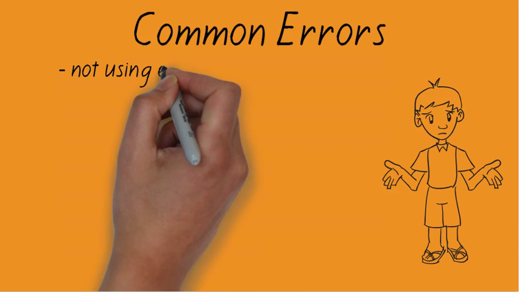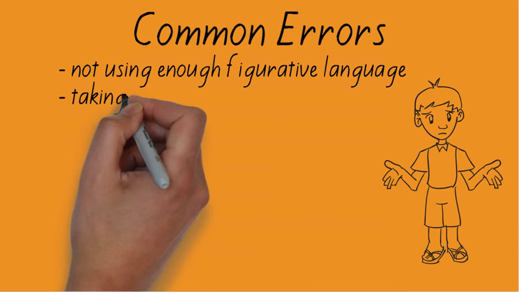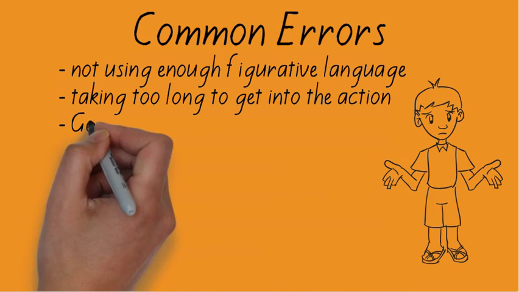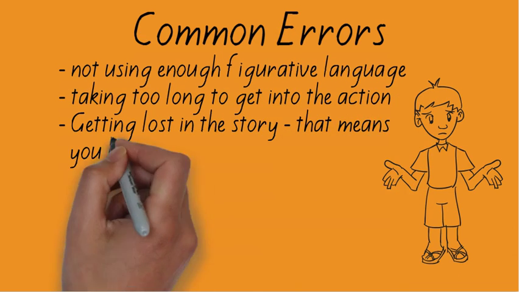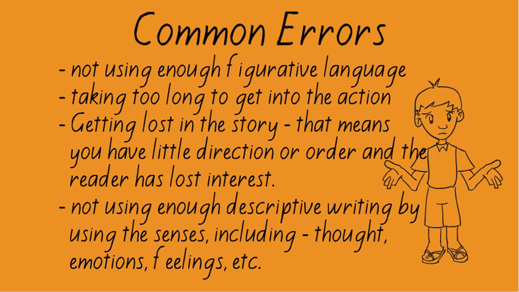So here are some common errors in your narrative: not using enough figurative language. That's using your metaphors and similes and those types of things. Also getting lost in the story. That means you have little direction or order, and the reader is lost and can't follow your writing, and also taking too long to get into the action. And the other thing is not using enough descriptive writing by using your senses. That's touch, taste, smell, etc., including thought and emotions and so forth.